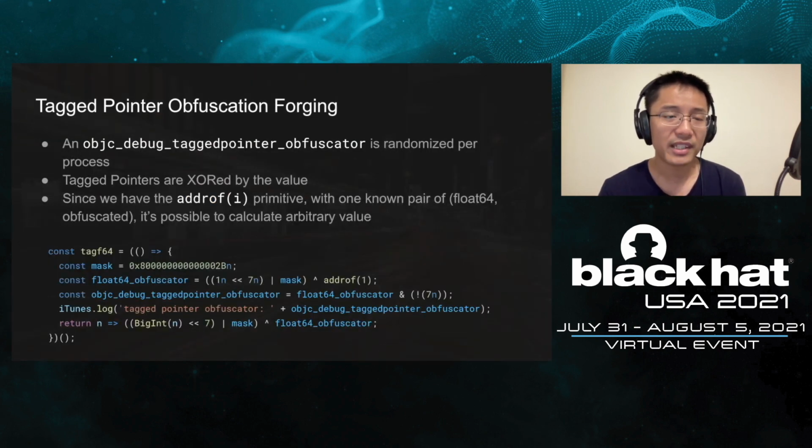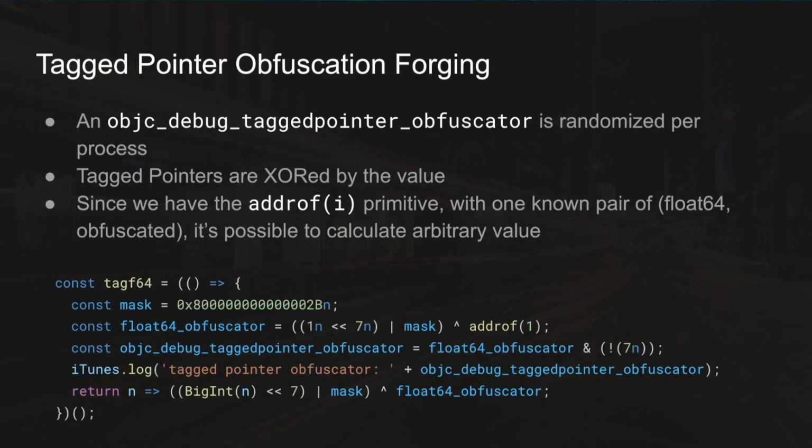So what's inside this tag pointer obfuscation is that an Objective-C debug tag pointer obfuscator is randomized per process. The tag pointer uses XOR to obfuscate it. Since we have this addressOf primitive with one known pair of float64 number in JS and the obfuscated pointer in Objective-C, it's possible to calculate the arbitrary value using the following algorithm.